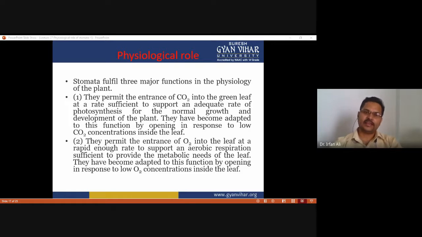The second physiological role of opening and closing of stomata is that they permit the entrance of oxygen into the leaf at a rapid enough rate to support aerobic respiration. Because when respiration takes place in the plant, it requires oxygen. This oxygen inflow and outflow is also carried out by the opening and closing of the stomata, sufficient to provide the metabolic need of the leaf.